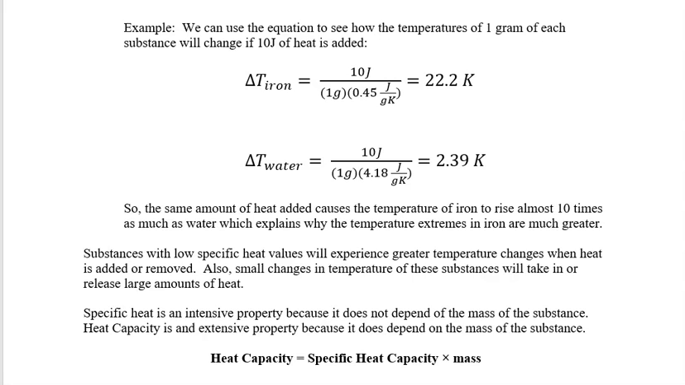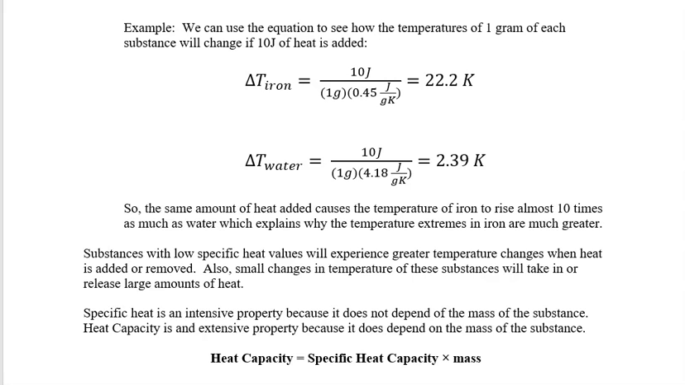Now what if you do the same thing to water? You put 10 joules into that. You also have 1 gram, but notice that the specific heat of water is 4.18 joules per gram Kelvin, a much higher number than for iron. When you do the math on that, you get a temperature increase of only 2.39 Kelvin.